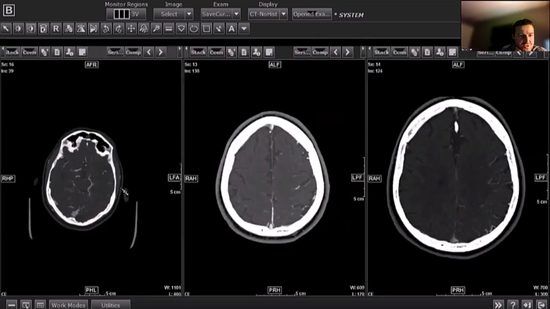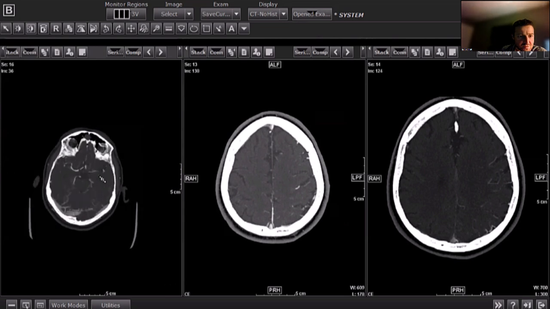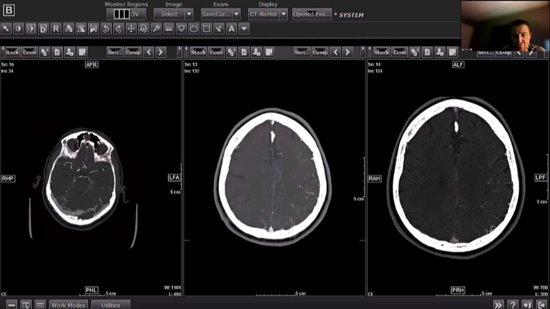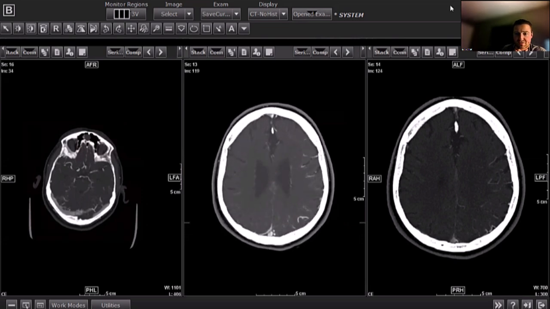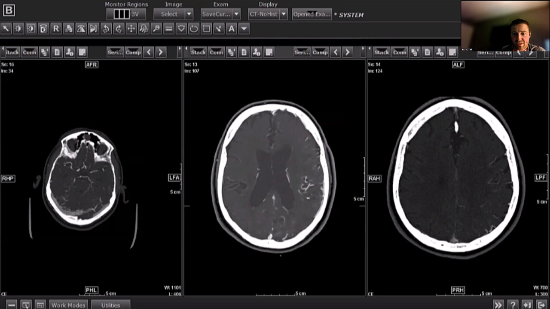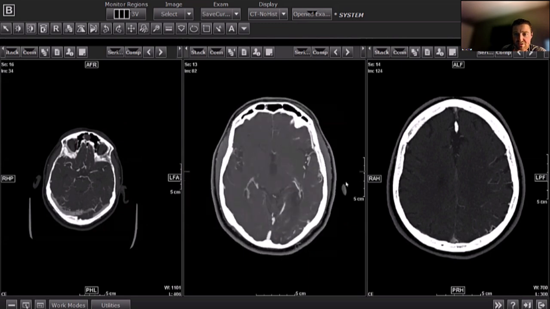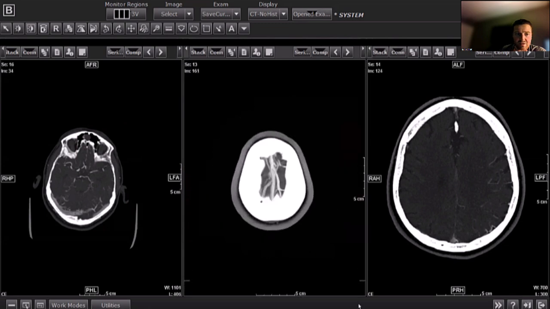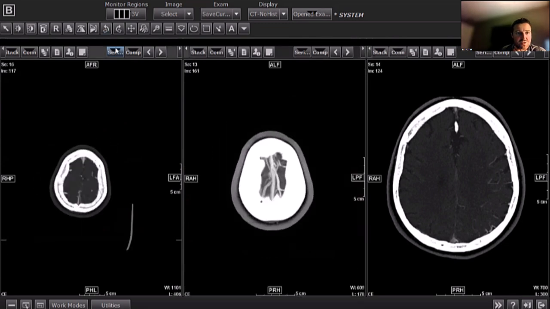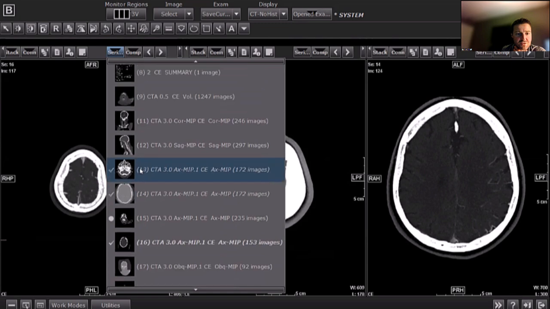This is another patient. They have an abrupt occlusion of their left M1 segment with increased both caliber and density on the first delayed phase. So they have good collaterals. But this is unfortunately a patient where you want to look at all of the images.